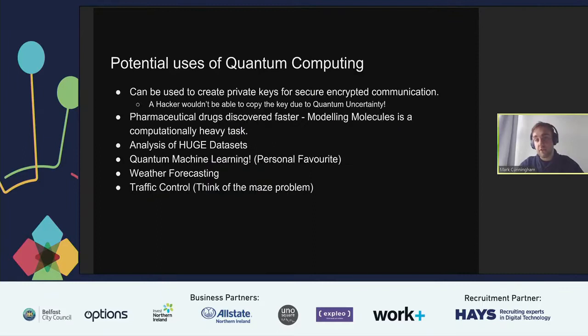So, potential uses of quantum computing. Why am I actually deciding to talk today to a large audience of tech people about quantum computing? The biggest, most commonly known potential application is that it can be used to create private keys for secure encrypted communication. A hacker wouldn't be able to copy the key due to quantum uncertainty. If they were to measure those qubits, it would collapse and give the wrong key.